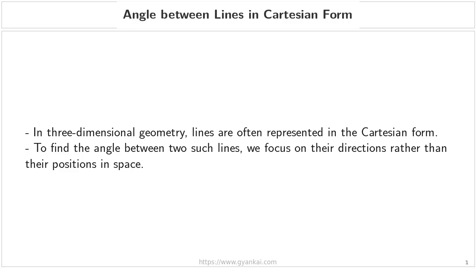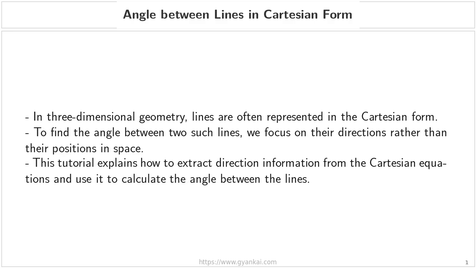When we want to determine the angle at which two of these lines intersect, a key insight is that we don't actually need to worry about where the lines are located in space or which specific points they pass through. Instead, our primary focus will be on their directions. In this tutorial, I will guide you through the process of looking at these Cartesian equations, extracting the essential direction information, and then applying a specific mathematical formula to calculate the precise angle between the two lines. Let's get started.